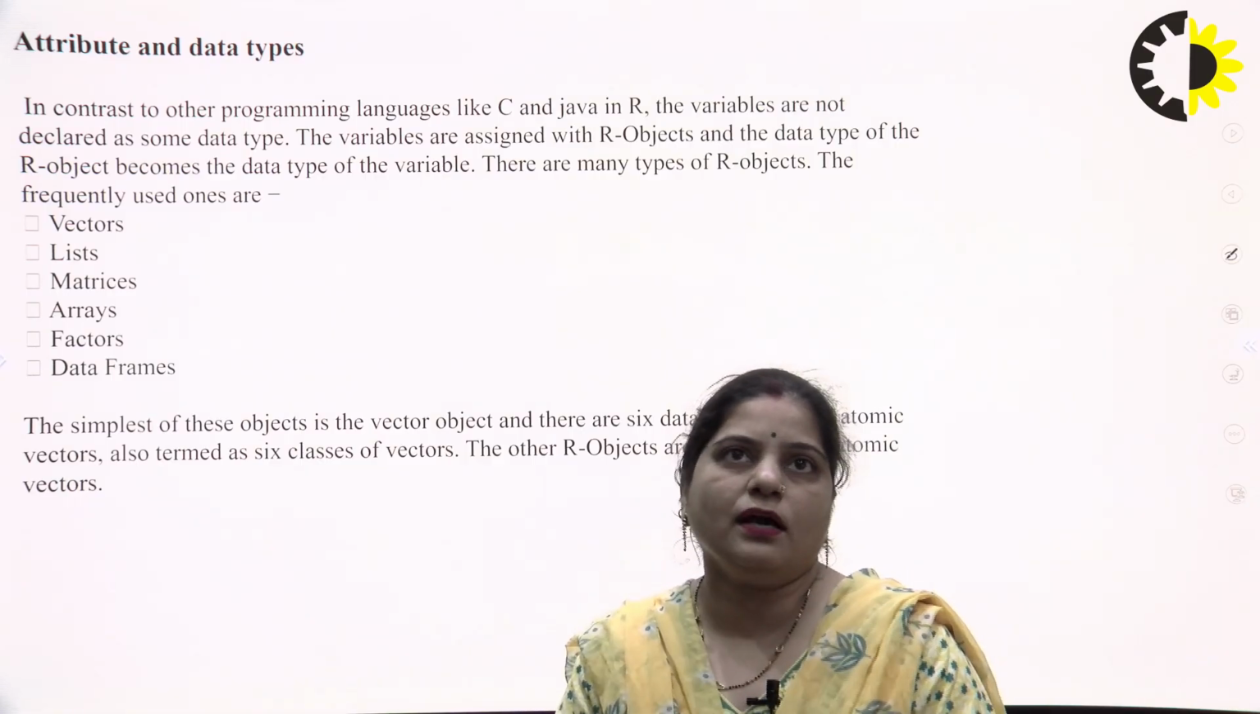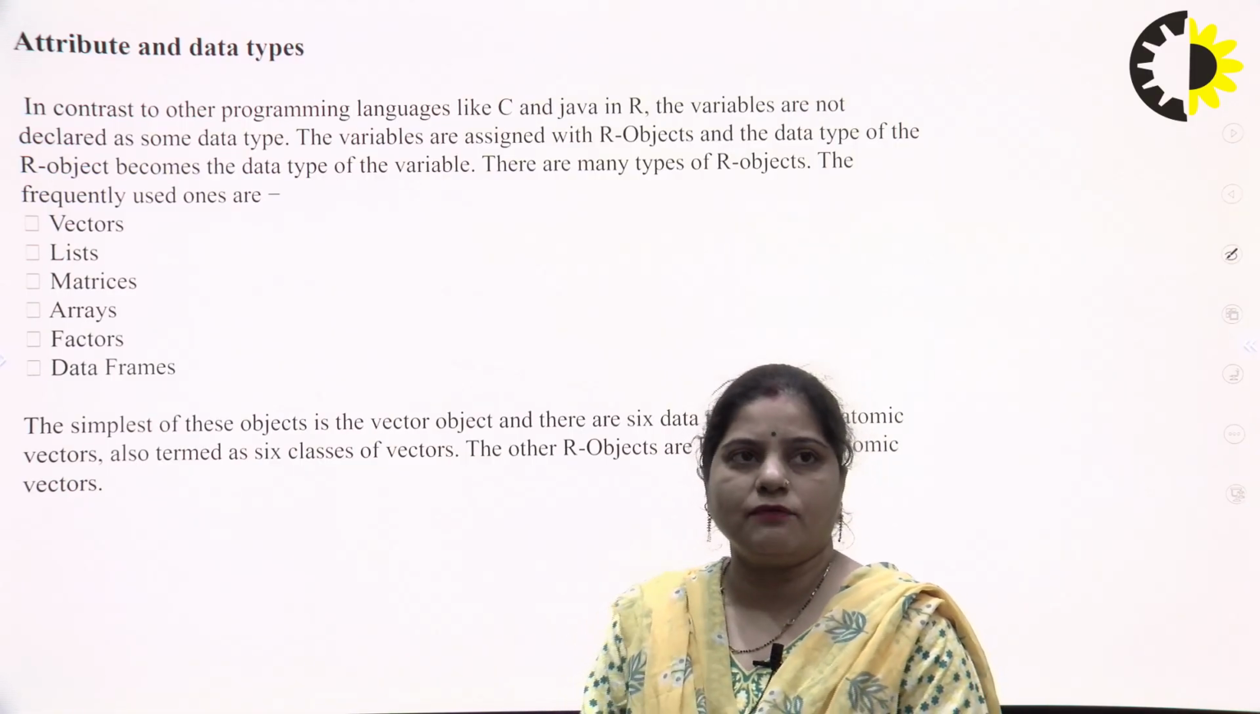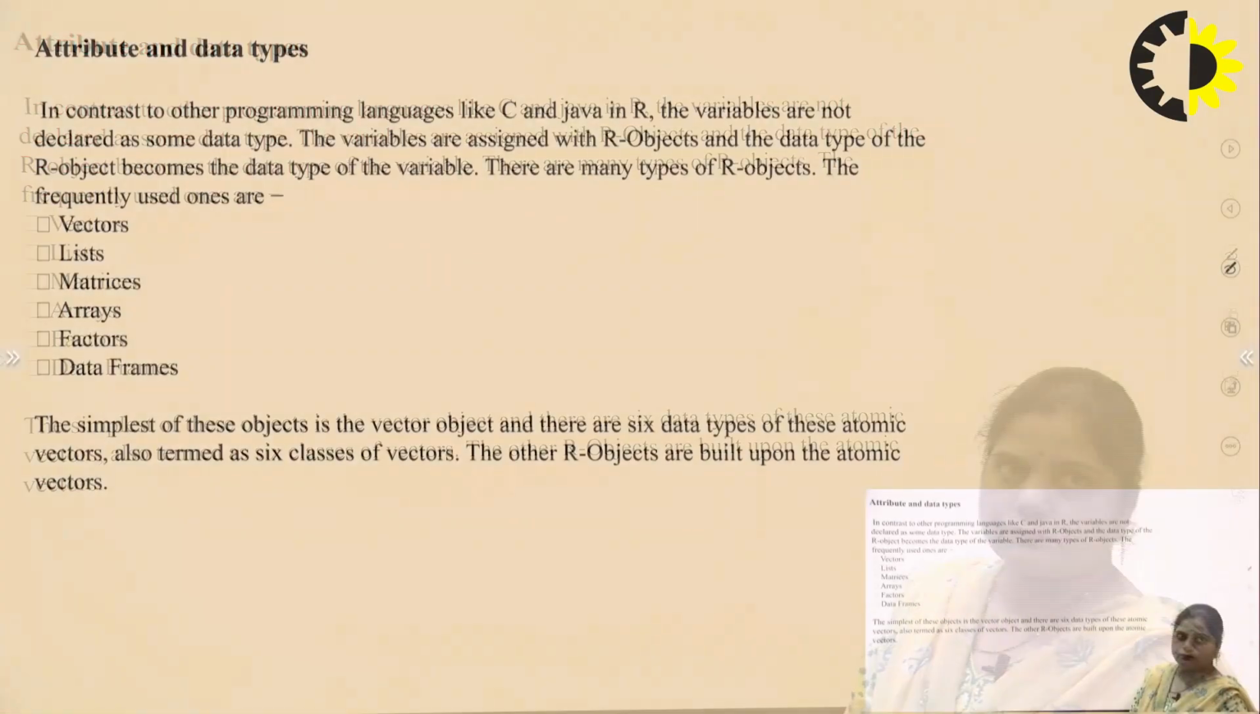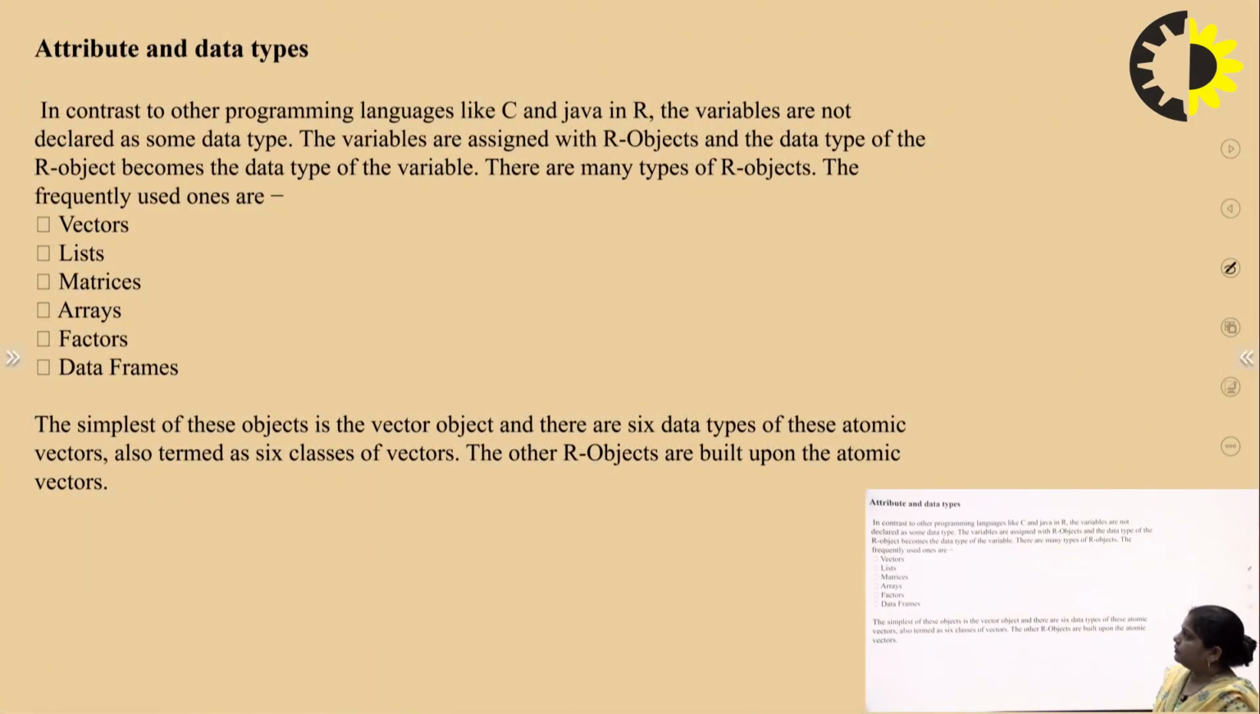So we are having the objects in R language. The objects which are present in R language are vectors, lists, matrices, arrays, factors and data frames. These are the R objects which are ultimately the data types of the particular variables, just like we have common data types in other languages.